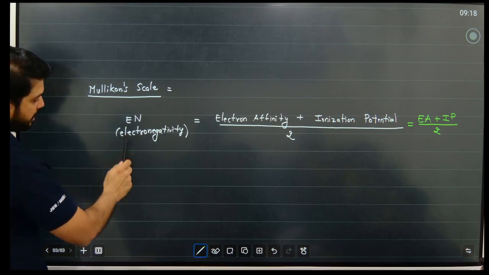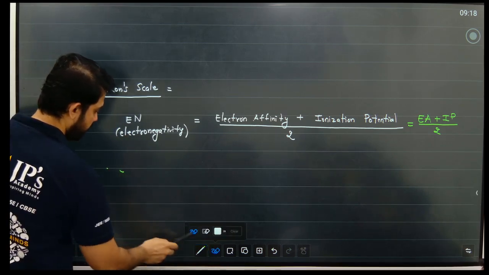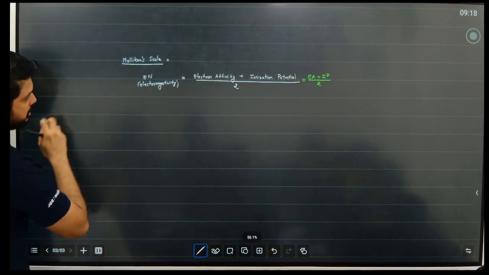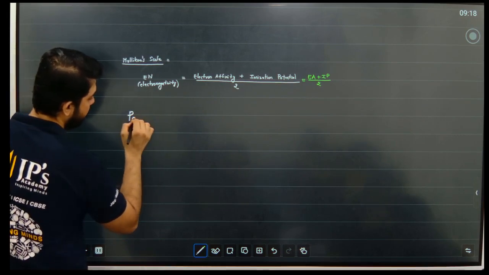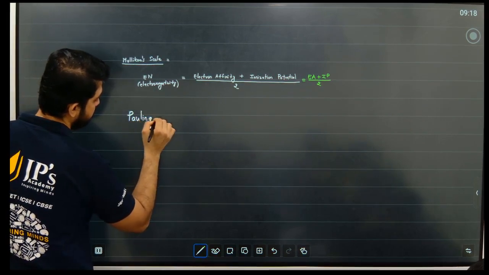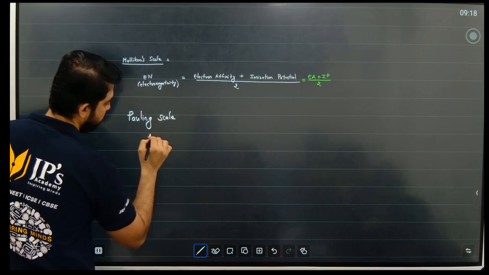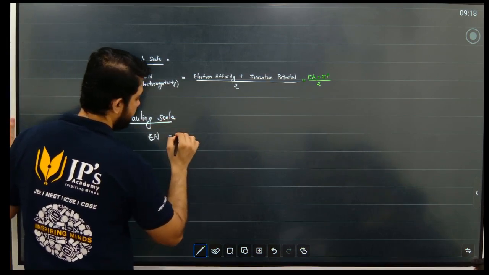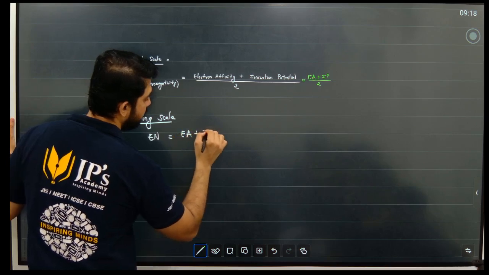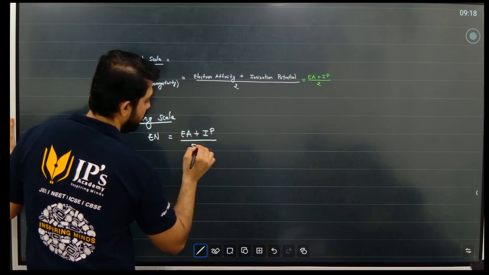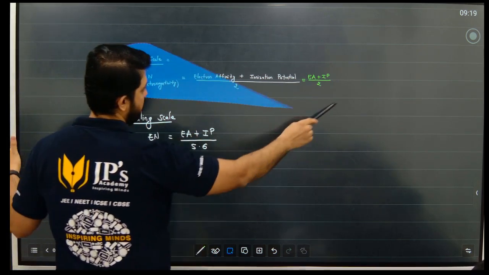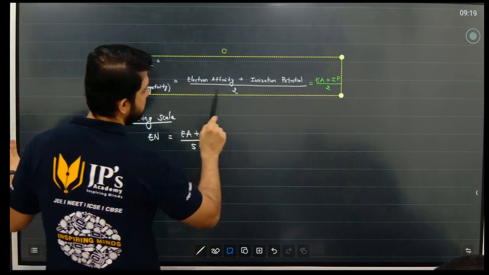Now similar to Mulliken scale, we can also write Pauling scale in the form of electron affinity and ionization potential. So Pauling scale का एक और फॉर्मूला हम लिख सकते हैं, the electronegativity value according to Pauling scale can also be written as electron affinity plus ionization potential upon 5.6. Just remember both the formulas. Next.